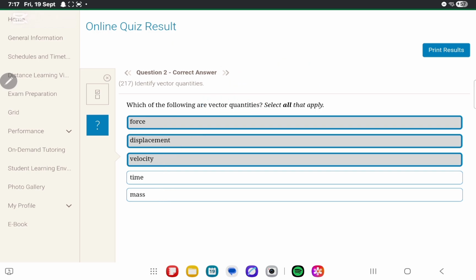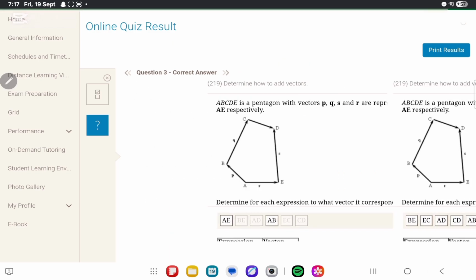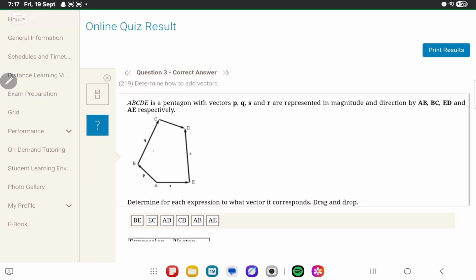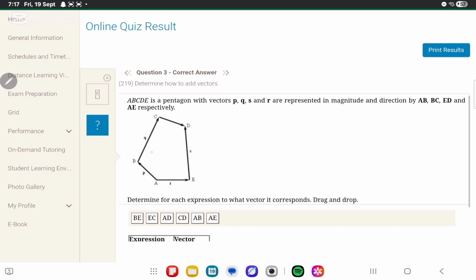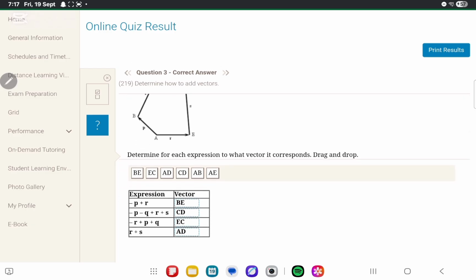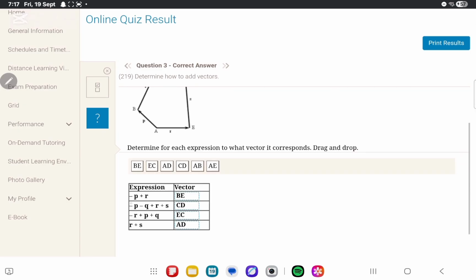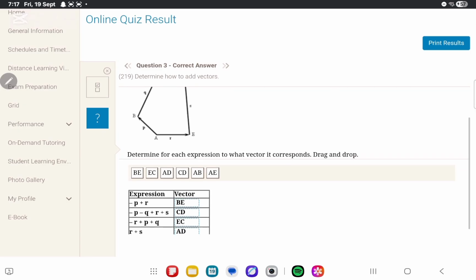Okay, moving on to question 3. ABCDE is a pentagon with vectors P, Q, and R represented in magnitude and direction by AB, BC, ED, and AE respectively. Okay, so I just have to find the vector given these expressions. Expression: negative P plus R.